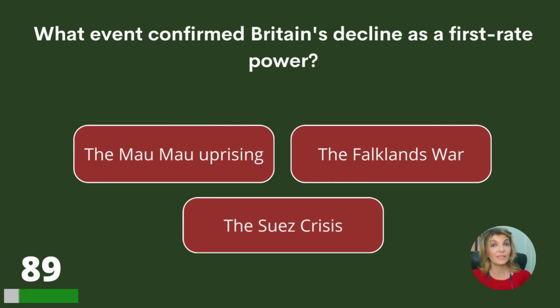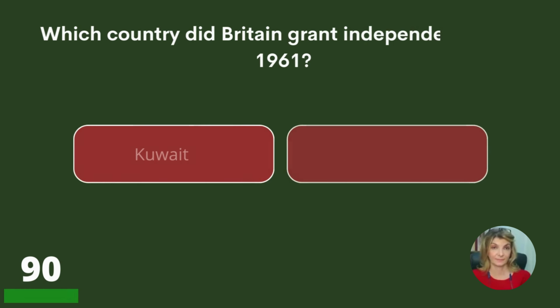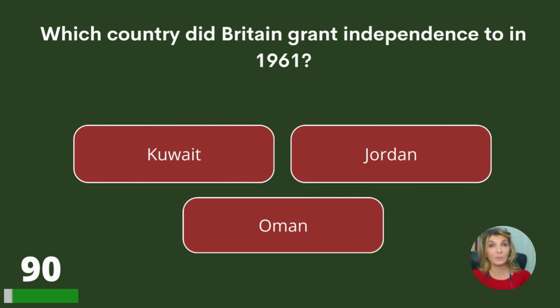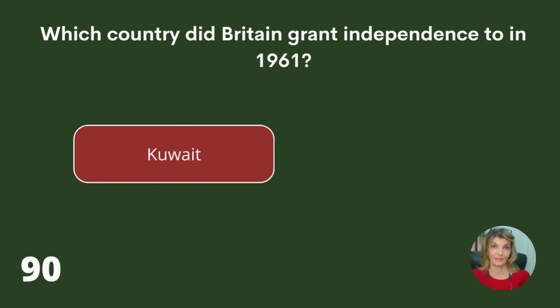What event confirmed Britain's decline as a first-rate power? The Mau Mau Uprising, the Falklands War, or the Suez Crisis? The Suez Crisis. Which country did Britain grant independence to in 1961? Kuwait, Jordan, or Oman? Kuwait.